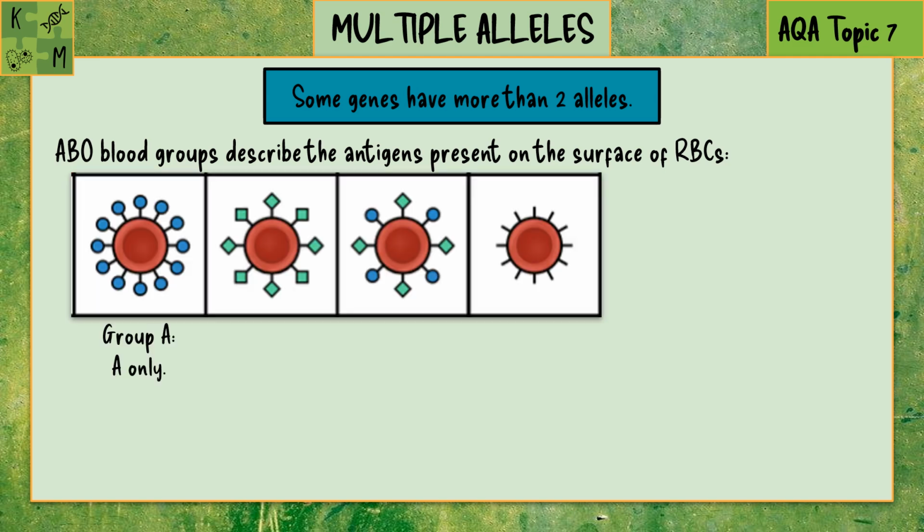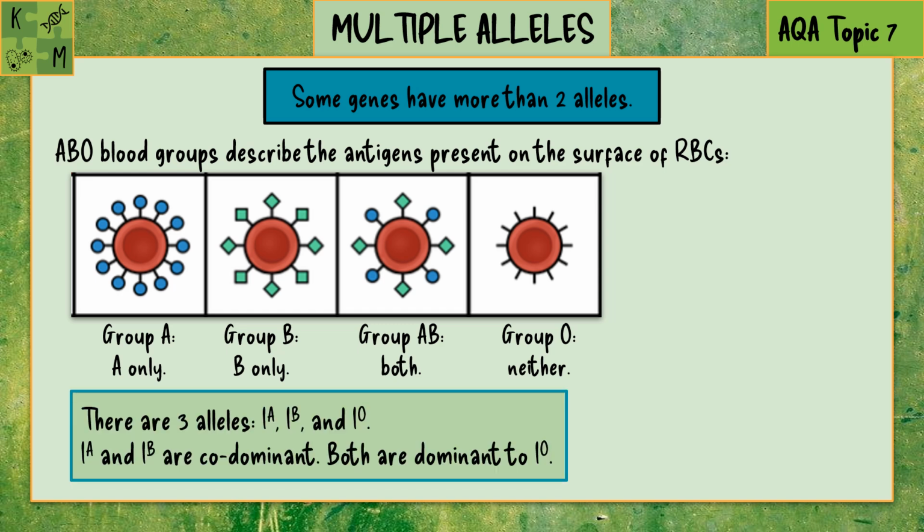So for blood group A, antigen A is expressed, so that would be the phenotype. The A antigen is expressed on the surface of the red blood cells. In blood group B, only the B antigen is expressed. And what we can see in the next group of AB, both are expressed. So this, like in our last example, is codominance. The fourth group here is group O, where neither are expressed.